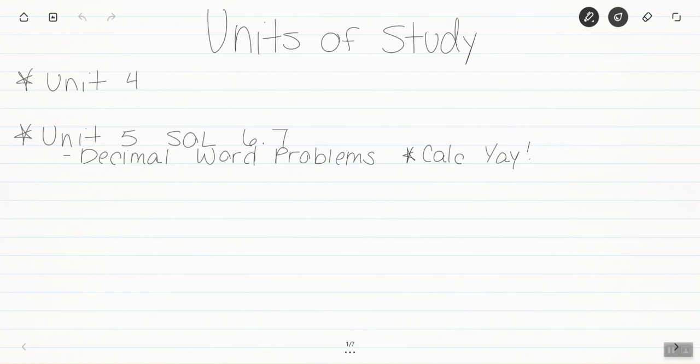Back again for Unit 5. Can you believe it? We're already in our 5th unit. So fill out the units of study in the front of your notebook. You are starting Unit 5 today. It is decimal word problems this time.